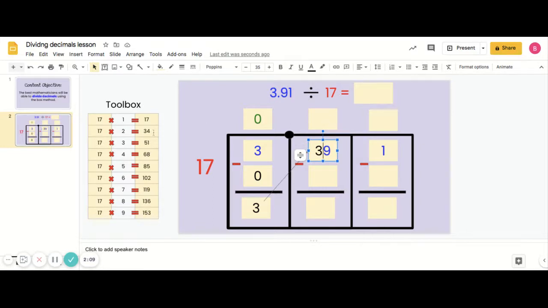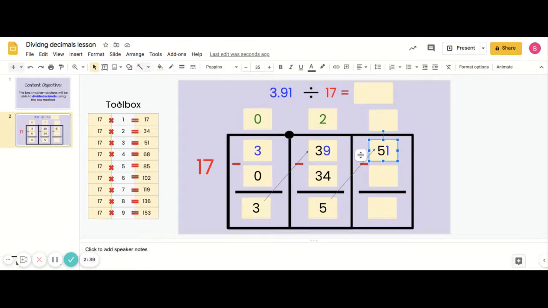So I notice here that 17 times 2 is equal to 34. So I'm going to put my 2 up top here, and I'm going to subtract 34. I know that 39 minus 34 is 5. We are now going to take this 5 and move it up top here next to our 1 and make 51. Now I need to figure out how many groups of 17 we can make if we have 51.